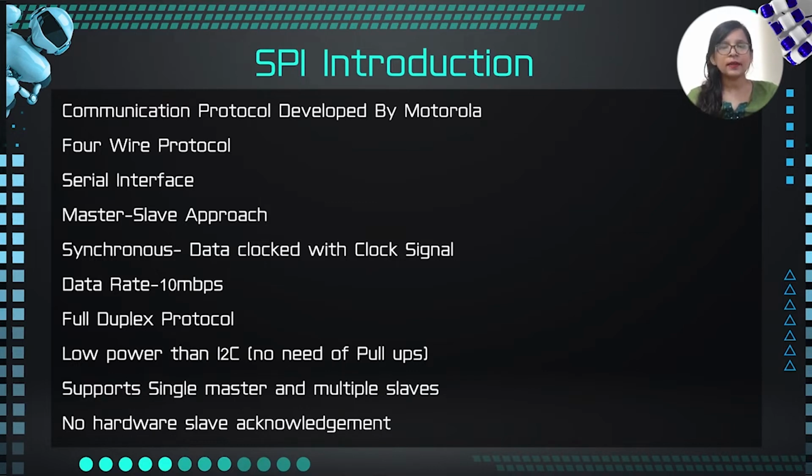This type of communication is commonly used with flash memory, sensors, real-time clocks, analog to digital converters, and many more. It is a full duplex communication, whereas I2C is half duplex. Full duplex means both-way communication can occur. It is also low power: it uses much less power than I2C, which is why it is much better.